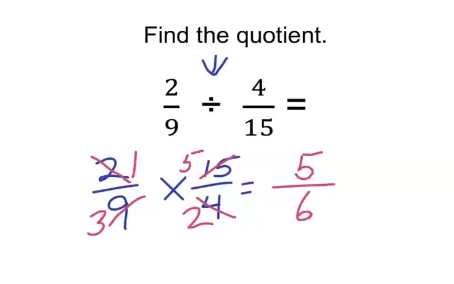Okay, did we have to do all the cross-reducing first? Nope, we could have just multiplied across and then had 30 over 27, and then we would have had to simplify it from there. So you can do it either way, but the answer to this is 5/6.